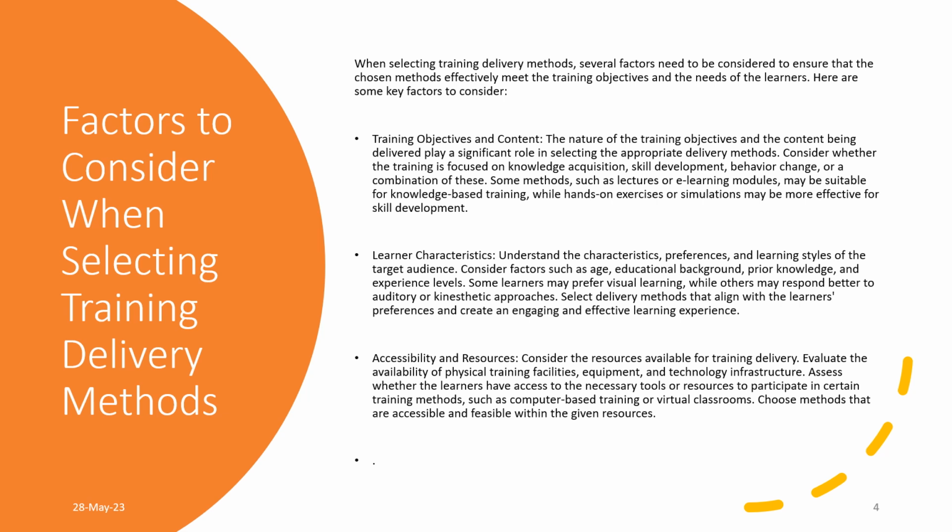Accessibility and resources. Consider the resources that are available for the training delivery. For example, if you choose to have a lecture class and you're going to use PowerPoint, make sure that your computer and your LCD projector work well and are provided in your training room. Whereas if you want to use simulations, you need to consider that perhaps you need machines to demonstrate, or a model that you may want to utilize for role play during the delivery of the training.